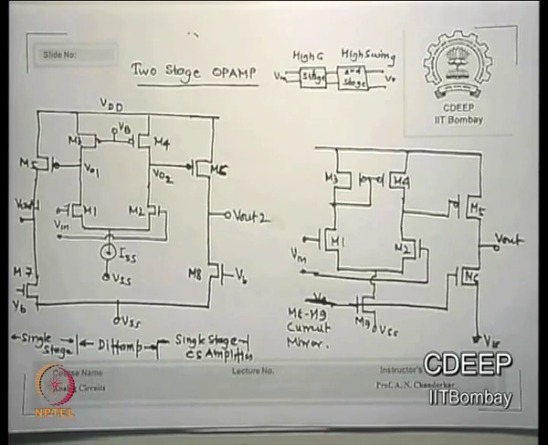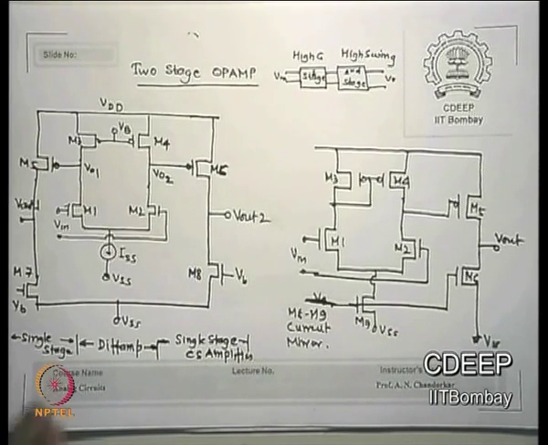Now one can see from here, of course there can be different loads. It can be mirrored loads or it can be constant current sources as shown here. Different loads can be given to the diff-amp as we did earlier. So there is nothing big about that. Right now I assume they are current sources.